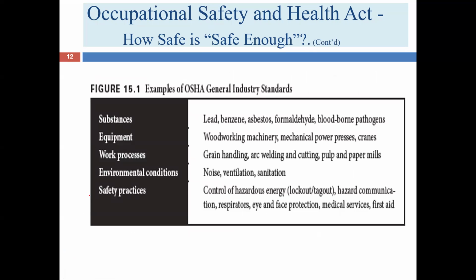So here are just some examples of standards. There are standards about how much lead, benzene, and asbestos exposure workers can have. There are rules about how certain machinery can safely be operated, paper balers, things like that, cranes. There are rules about how welding can be done safely. There are new rules about noise and ventilation. Who has to wear earplugs? Who has to wear masks to filter the air? Those types of things. There are rules about respirators and eye and face protection.